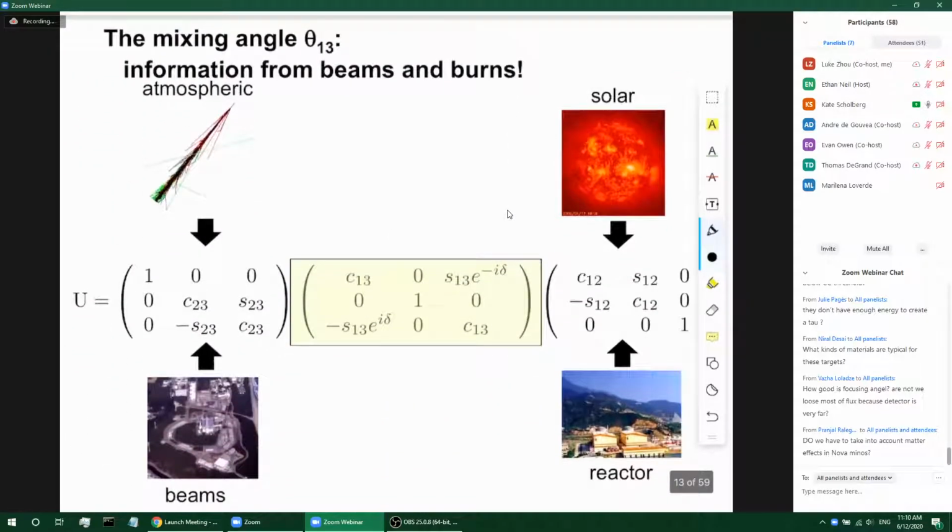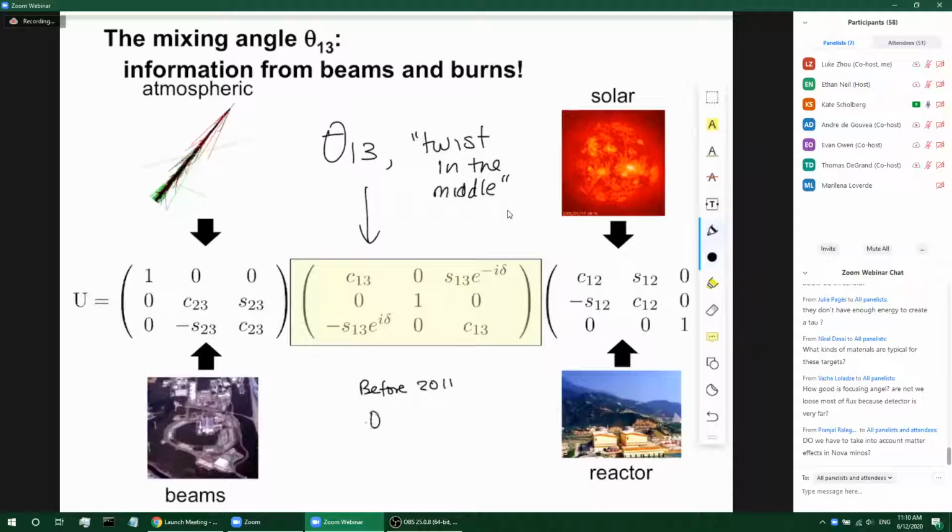Okay, and so next thing. Now we're in the middle. This is the twist in the middle. Theta 1,3 is responsible for that middle Euler rotation, a complex one, which makes the geometric analogy not quite right, but it's still a little twist in the middle here. And this is going back into the three flavor context. Before about 2011, theta 1,3 was known to be small, so something known to cause effects at less than the 10% level or so.